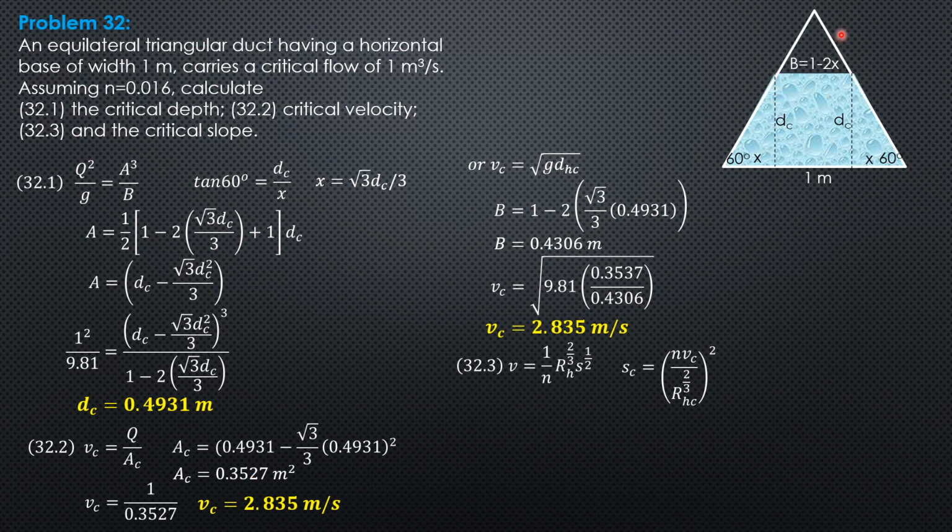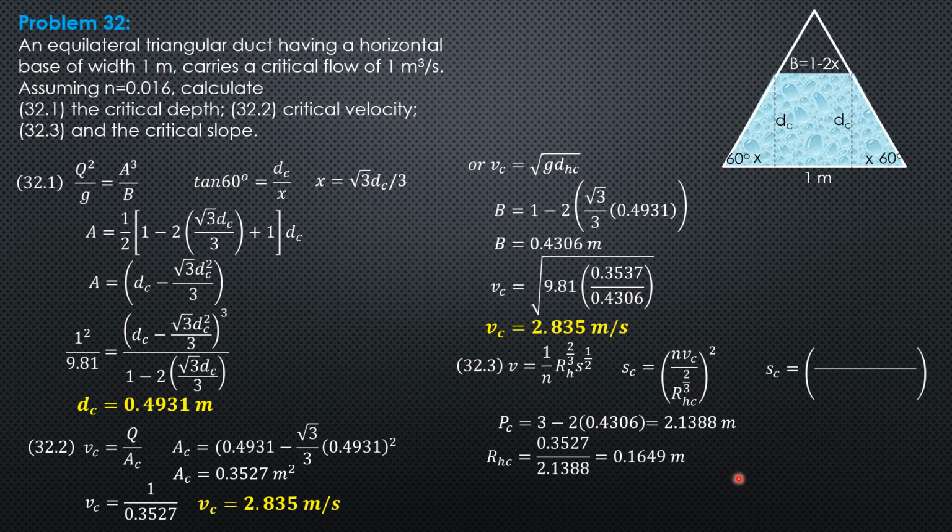perimeter. The wetted perimeter is 3 meters, less these two sides, the unwetted sides. This is not included in the wetted perimeter. This is also 1 minus 2x. So wetted perimeter is 3 minus 2 times b, which is 0.4306, or 1 minus 2x. P sub c is 2.1388 meters. Hydraulic radius therefore is 0.3527 over 2.1388, or 0.1649 meters.